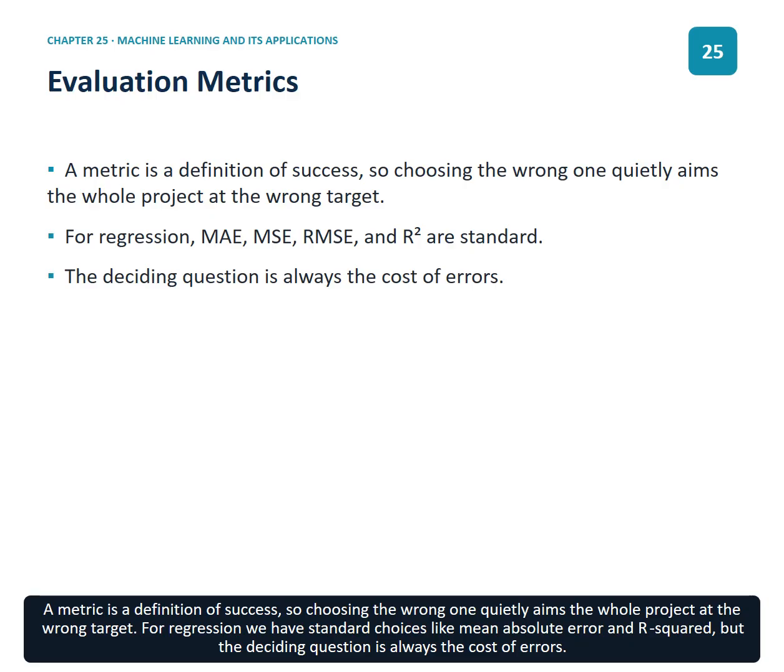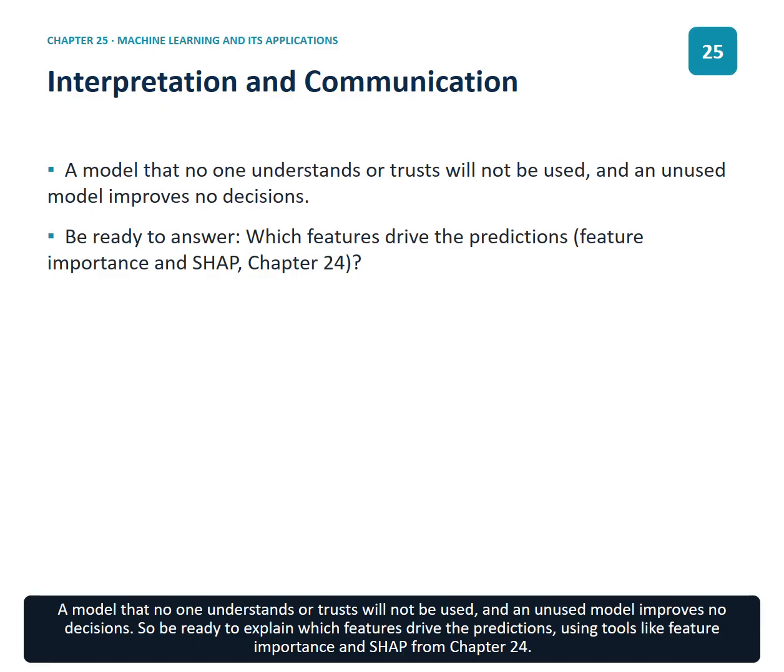A metric is a definition of success, so choosing the wrong one quietly aims the whole project at the wrong target. For regression, we have standard choices like mean absolute error and R squared, but the deciding question is always the cost of errors. A model that no one understands or trusts will not be used, and an unused model improves no decisions.